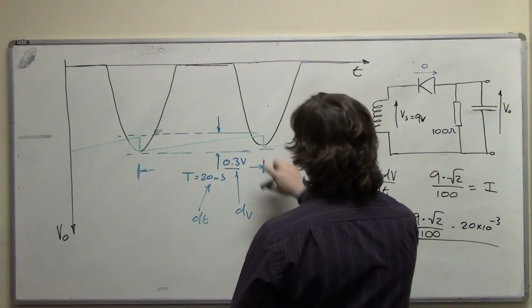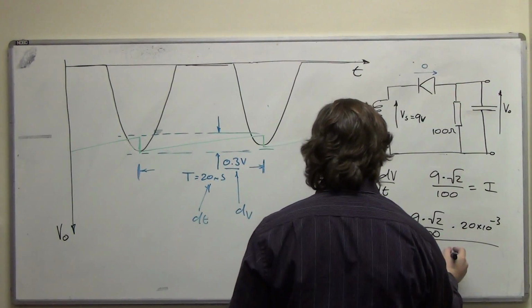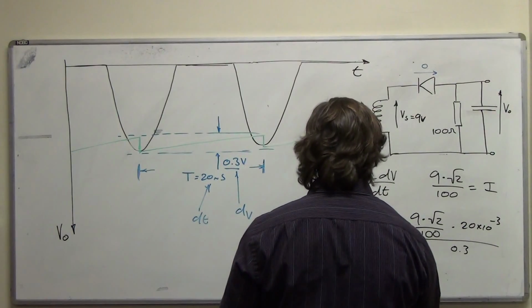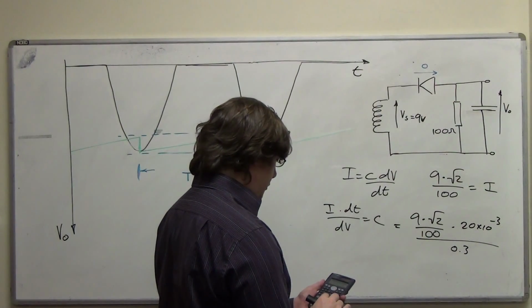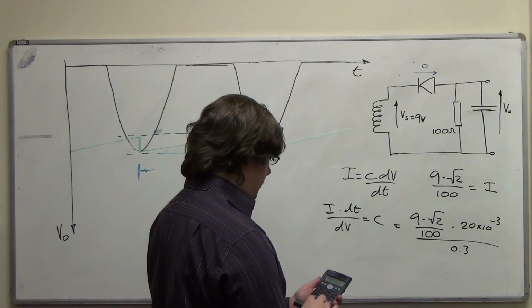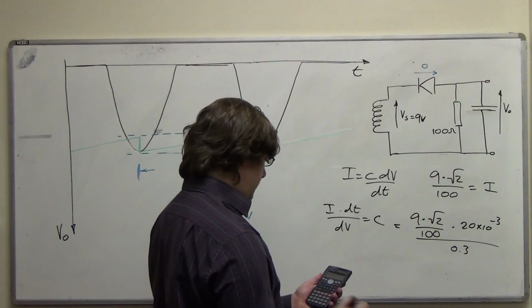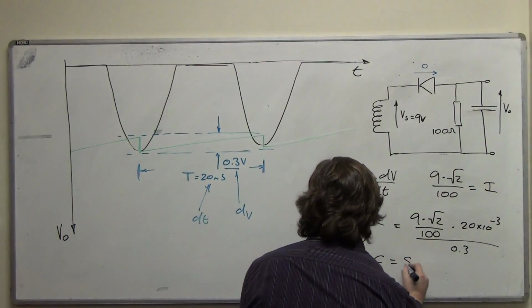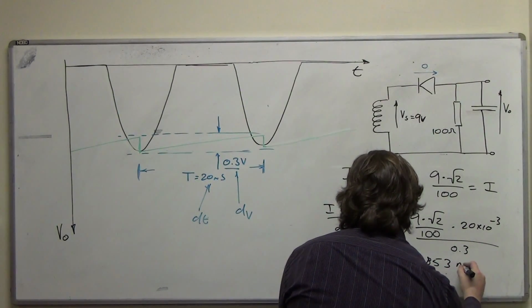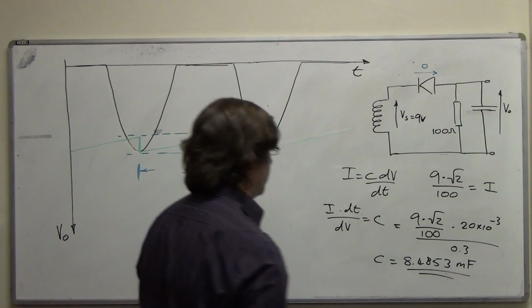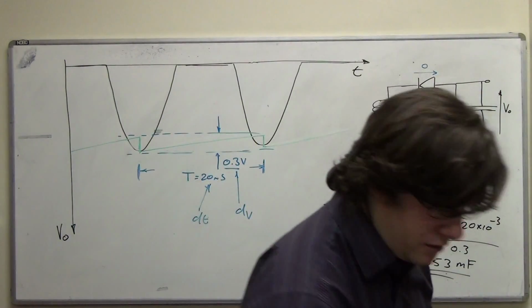And the dV is the distance we're going to do the discharge, the voltage that we're going to allow it to discharge over that time period, so that's 0.3 volts. So that's what C should equal, and we'll have 9 times root 2 upon 100 times 20 e minus 3 divided by 0.3 is, and this is C is equal to 8.4853 millifarads. So that's 8,485.3 microfarads if you prefer. So that's how that one's done.